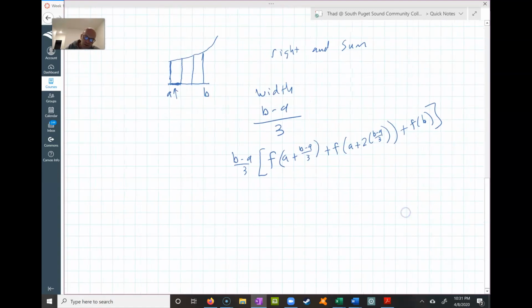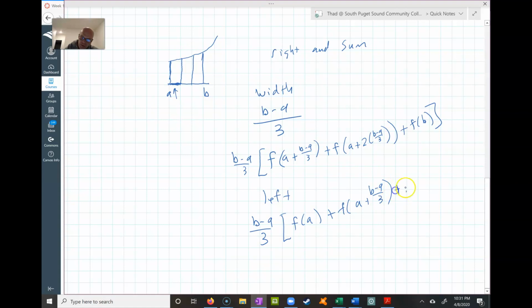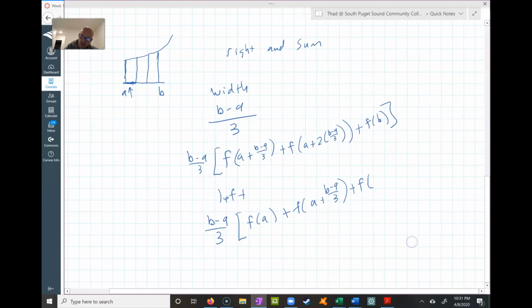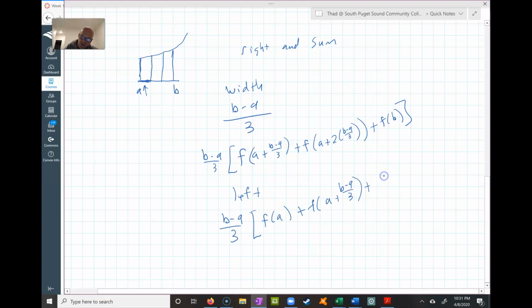And you notice if we're doing a left-hand sum, it would be similar, B minus A over 3, and that would be f of A plus f of A plus B minus A over 3 plus f of A plus 2 widths. And that would be my left-hand sum. And of course this gets even more complicated when I'm trying to do the midpoint sum.